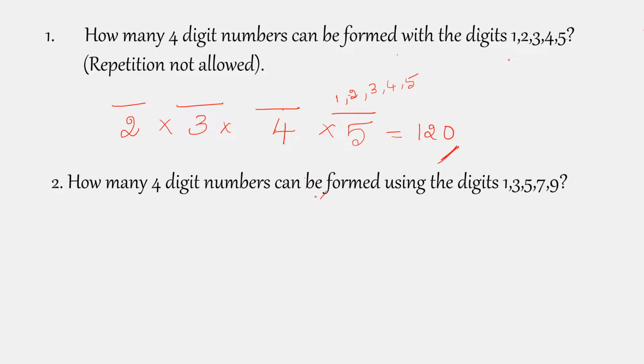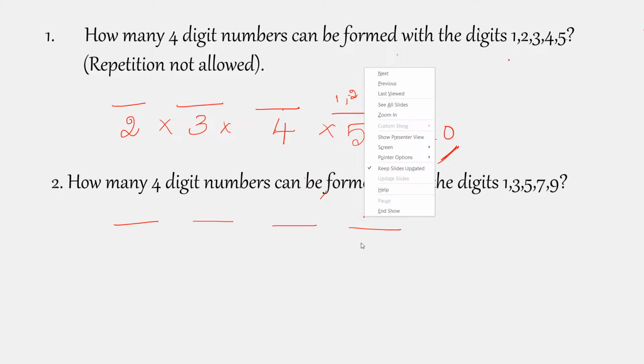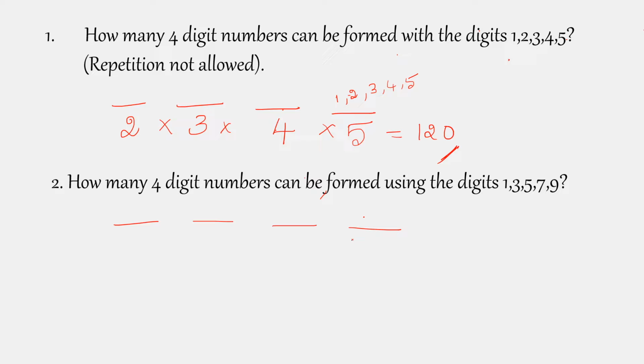Now, how many 4-digit numbers can be formed using the digits 1, 3, 5, 7, 9? What is the difference between the first and second question? In the first question, repetition is not allowed. Here, because nothing is mentioned, we can assume that repetition is allowed. 4-digit numbers are asked, so I am drawing 4 lines. Here I have the freedom of writing 5 numbers.